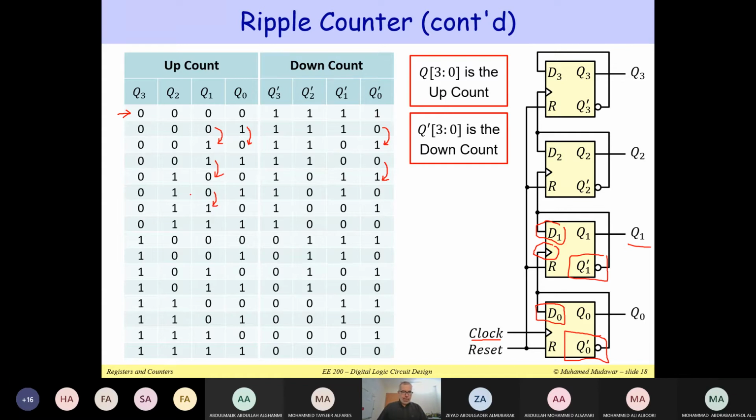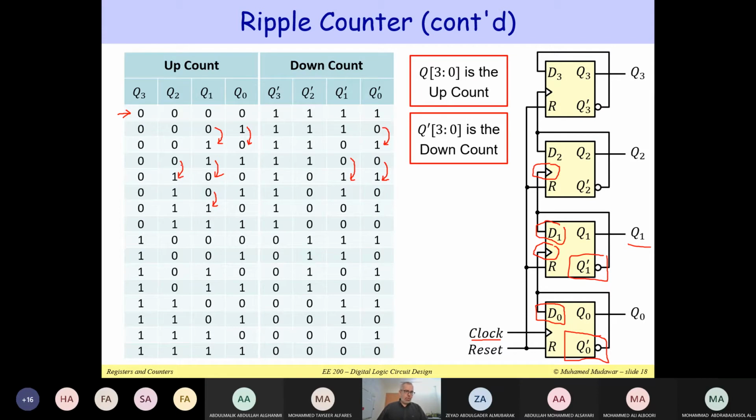How about Q2? Notice that in the case of Q2, Q1 prime is connected to the clock input here for Q2. So if you look here at Q1 going from 1 down to 0, this is when Q1 prime is going from 0 to 1. So this is when we toggle the value of Q2.